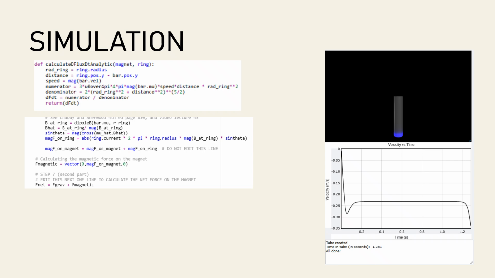You can also see on the left there my different pieces of code used to calculate forces and fluxes within the system being the bar magnet, and then the surroundings being everything else.